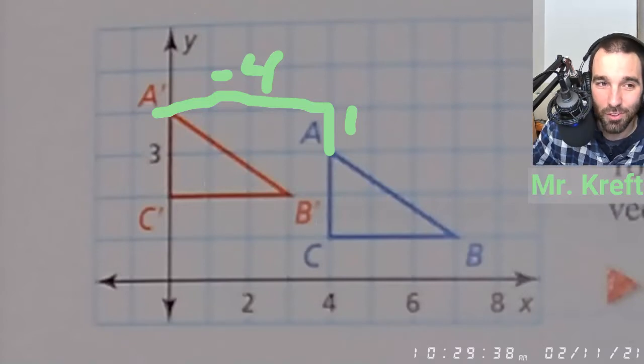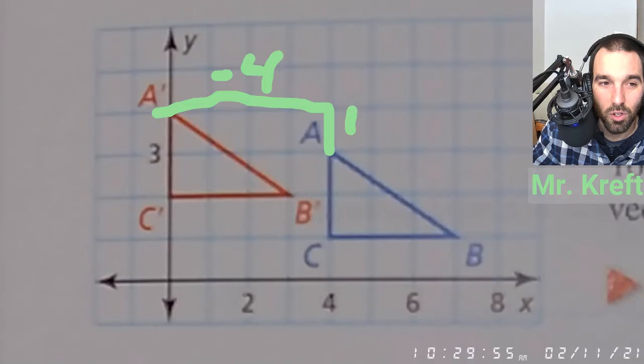Hey guys, type into chat. Are we doing a little better with an example here? So I'm going from my original A to my A prime, so I went up 1 and I went left 4.